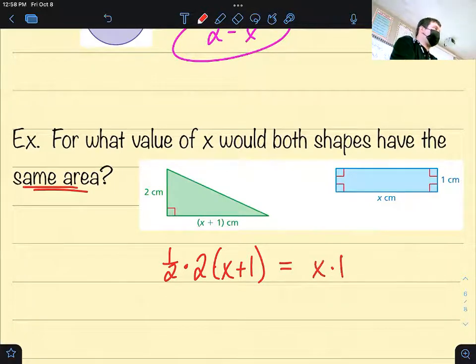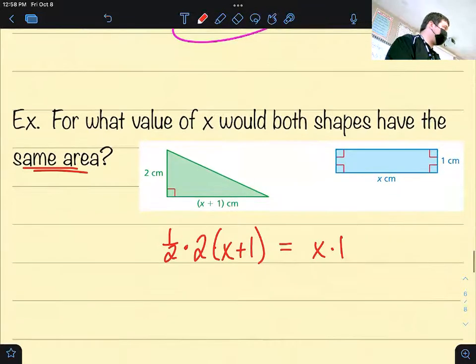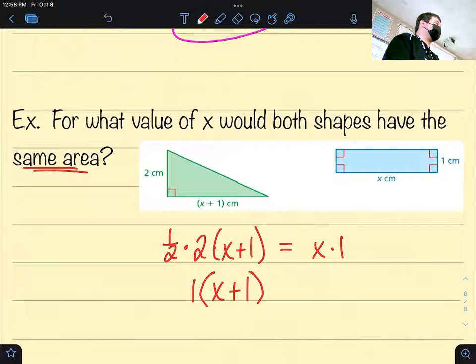Let's simplify this up a little bit. What is 1/2 times 2? 1. So if there's just a 1 there, I could just write this as x plus 1. There's no point in writing it like this, because what happens when you distribute a 1? Nothing happens, right? You're just multiplying by 1. So let's just write it as x plus 1. On the other side, what's x times 1? Just x?